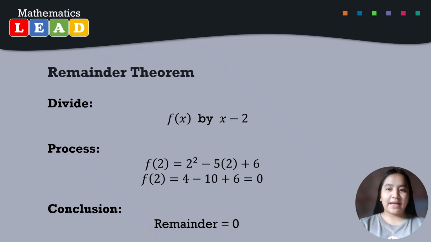First, we apply the remainder theorem. We are dividing the polynomial by x minus 2, so we substitute x is equal to 2 into the function. Solving, we get f of 2 is equal to 2 squared minus 5 times 2 plus 6, which is equal to 0. This means the remainder is 0.